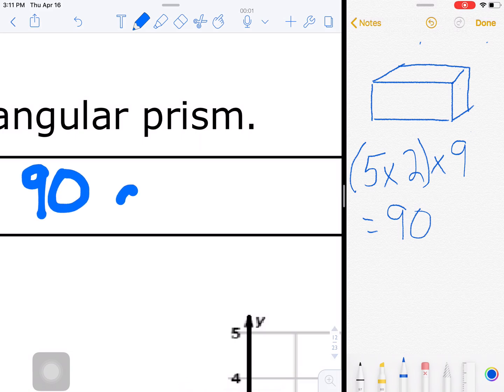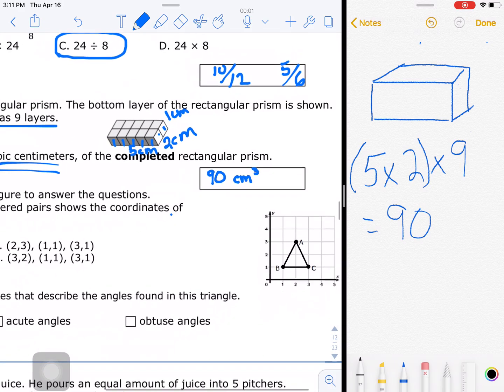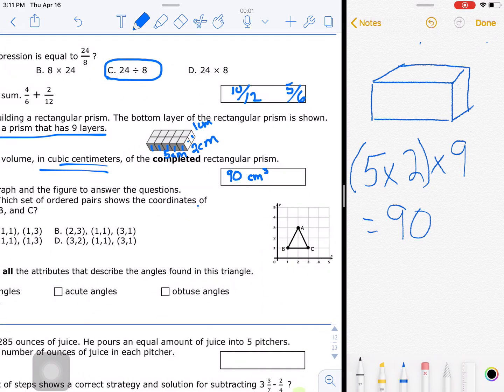And the way I do it is I put the unit, and then I put a little 3 there to show that it's 3-dimensional. That means centimeters cubed. Okay.